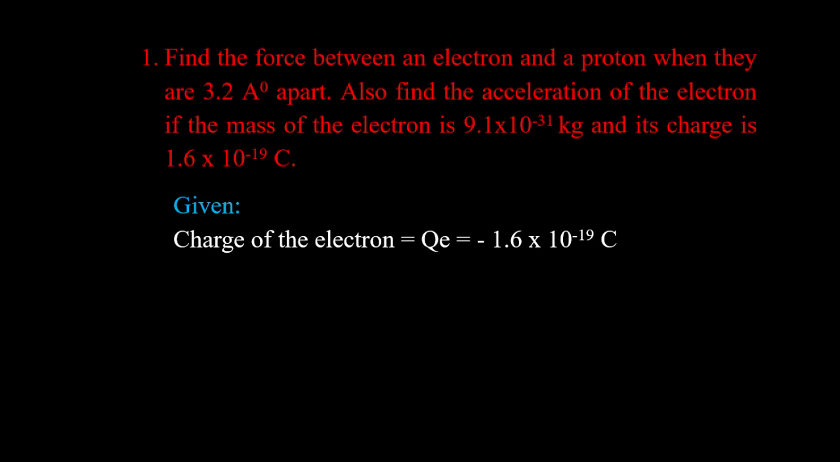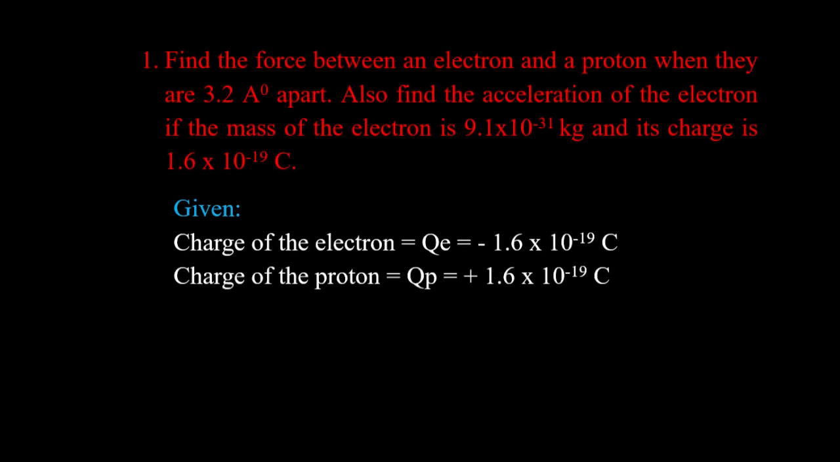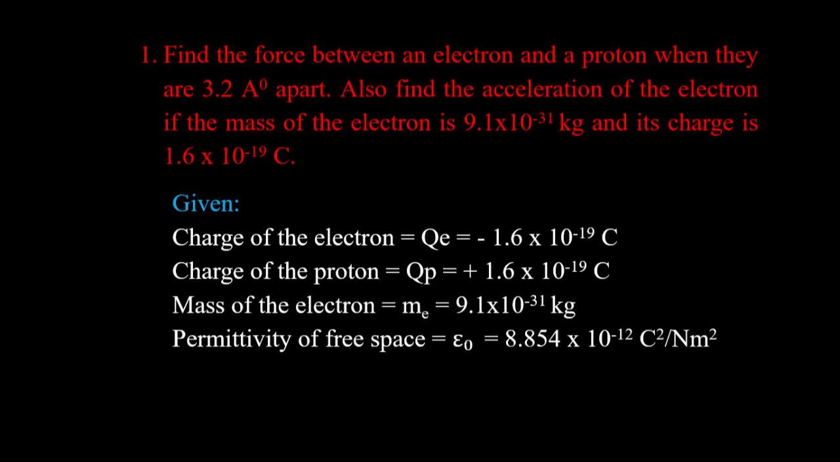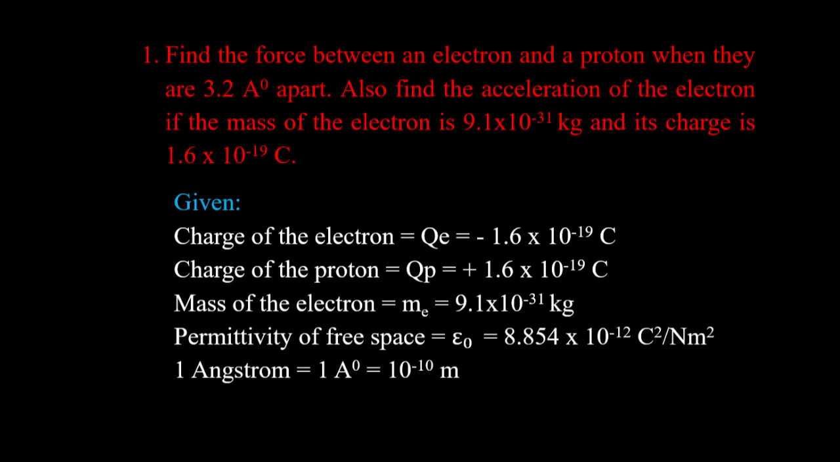Now, next we see what is given in the problem. They give the charge of the electron, which is minus 1.6 into 10 power minus 19 coulomb. The charge of the proton is plus 1.6 into 10 power minus 19 coulomb. The mass of the electron is 9.1 into 10 power minus 31 kgs. The permittivity of free space is 8.854 into 10 power minus 12. They need not always give the permittivity, but you have to remember this, okay? And 1 angstrom, as we already saw earlier, is 10 power minus 10 meter.